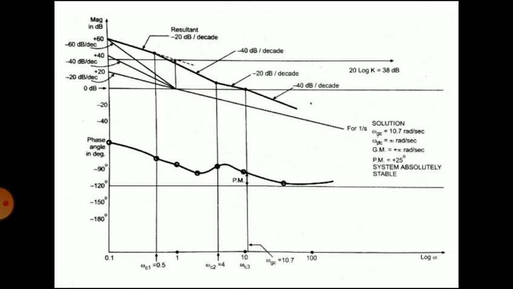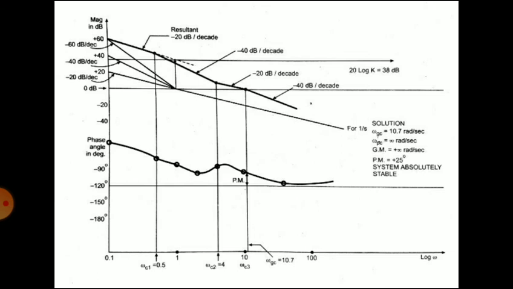So its slope is minus 20 dB per decade for omega greater than 10. So the resultant slope is: the previous slope is minus 20, and this slope is again minus 20. So it will be minus 40 dB per decade after omega c3 equal to 10. You can see minus 40 dB per decade after omega c3 equal to 10. The line is drawn. So this is the construction of the magnitude plot.